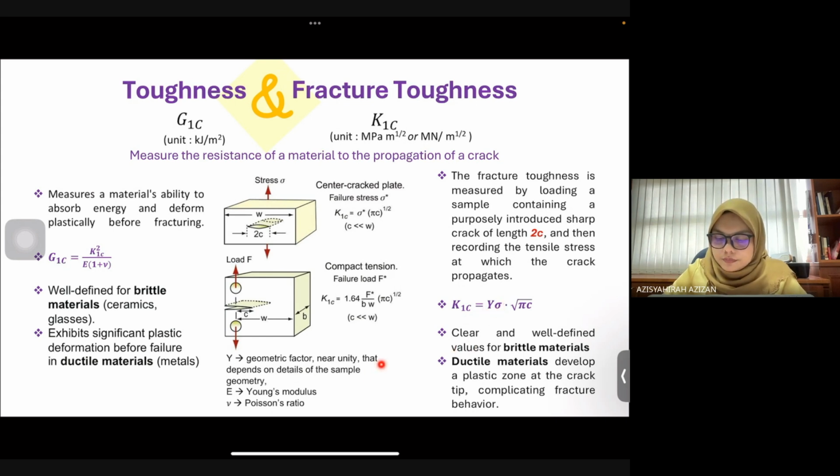So for brittle materials, this will give us a clear and well-defined value for the fracture toughness. However, it's going to be a bit different for ductile materials, because a ductile material will develop a plastic zone at the crack tip, which affects the fracture behavior, right?